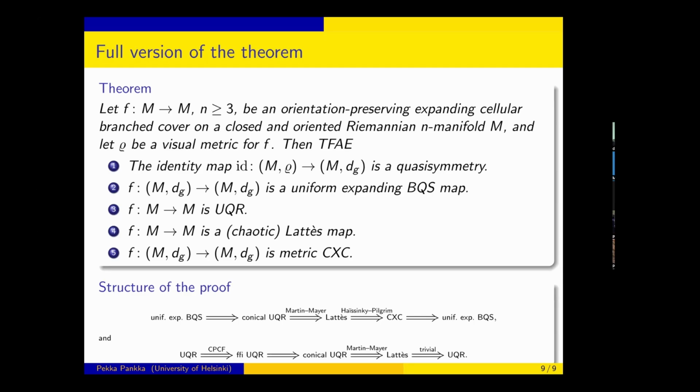So Pekka, can you explain again where exactly your condition comes in that the maps are, what do you call this, cellular PCF? Yeah, cellular.